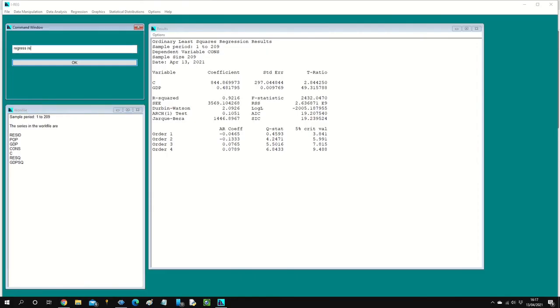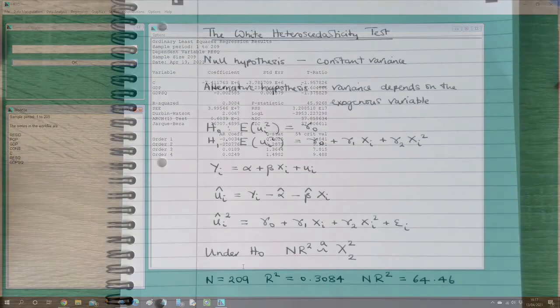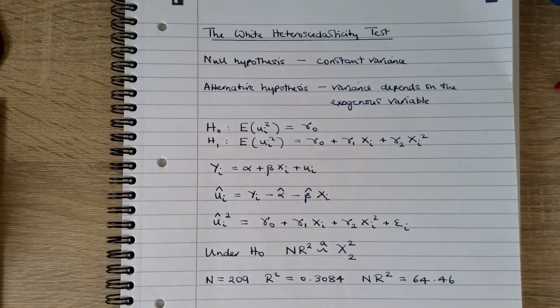So our auxiliary regression takes the form of a regression of the squared regression residuals on a constant, the original exogenous variable and its squared value. And this gives us the information we need to calculate the White test. We've got the number of observations 209, the R squared 0.3084. So the final stage is we need to construct our test statistic. So we construct our test statistic from this information. We've got nR squared here is equal to 209 multiplied by 0.3084. That gives us a value of 64.46.